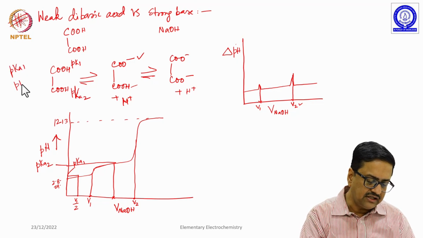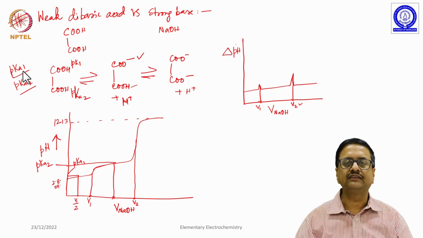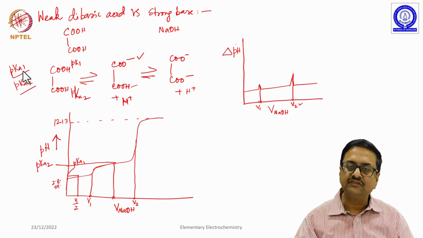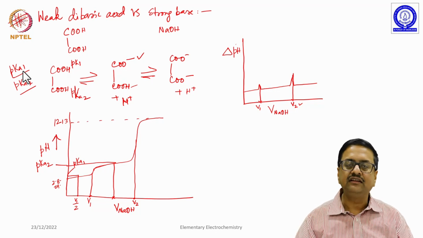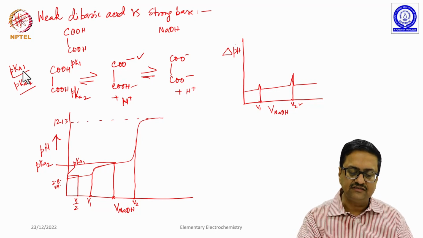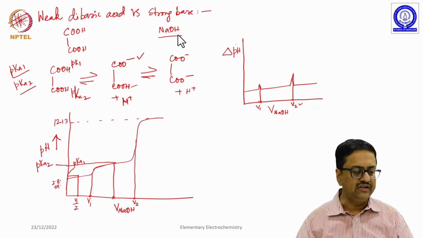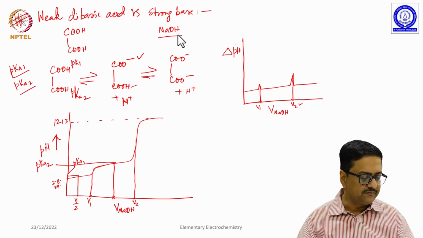So, using this experiment, one can determine the pKa1 and pKa2 of oxalic acid if you do the experiment very carefully, and also one can of course get the equivalence point or neutralization point. So, one can estimate the concentration of oxalic acid solution using NaOH, or in the reverse way one can do a standardization of NaOH using a standard solution of oxalic acid.